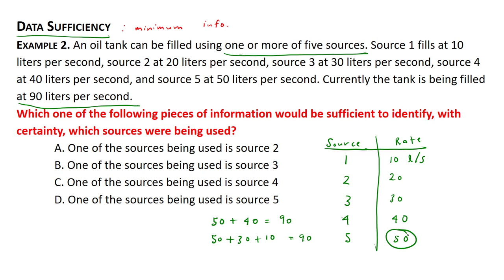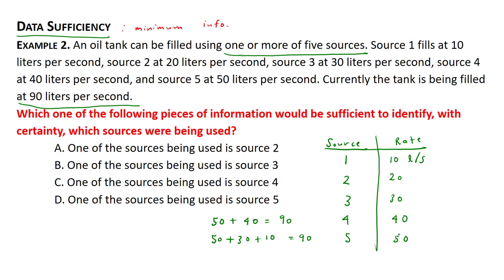Are there any other possibilities that can produce 90, assuming we are using source 5? Well, there are no other possibilities because the only way to produce 40 are these two possibilities. So if you try as you might, you cannot form 40 using these four sources other than these two. So that's all the possibilities. Assuming we are using source 5, these are all the possibilities.